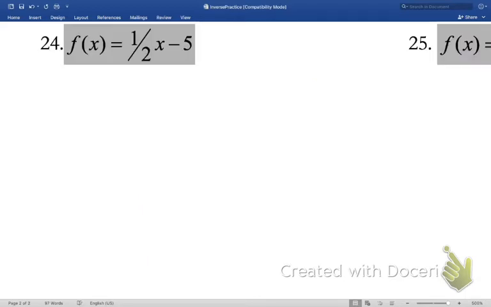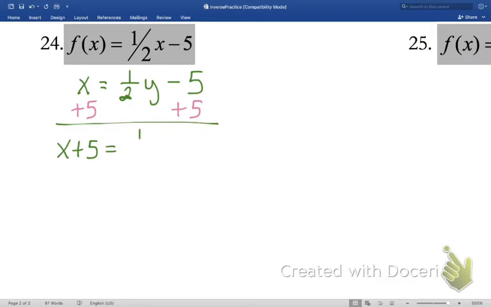Last two problems. Number 24. Let's go ahead and switch x and y. What kind of function is this? It's a linear. That means we're going to get another linear as our inverse. So what do we do first? Add 5 to both sides. Okay, so I get x plus 5 equals 1/2 y.